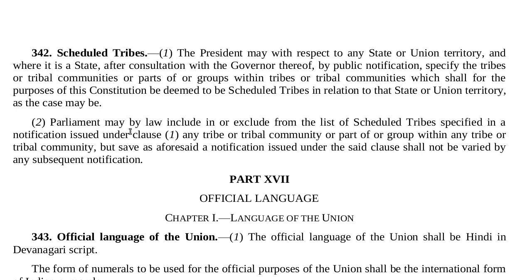2. Parliament may by law include in or exclude from the list of Scheduled Tribes specified in a notification issued under clause 1 any tribe or tribal community or part of or group within any tribe or tribal community, but save as aforesaid, a notification issued under the said clause shall not be varied by any subsequent notification.